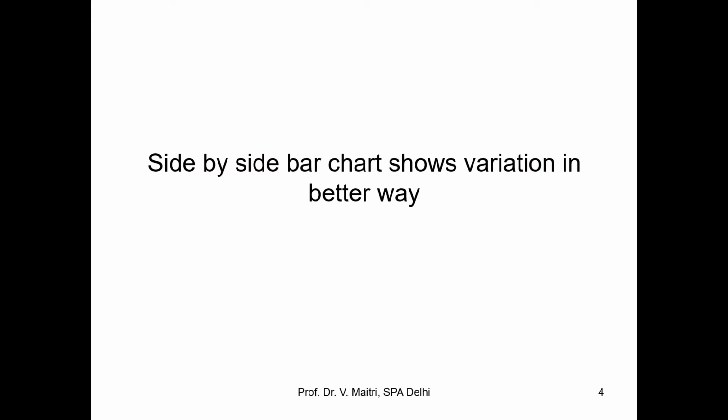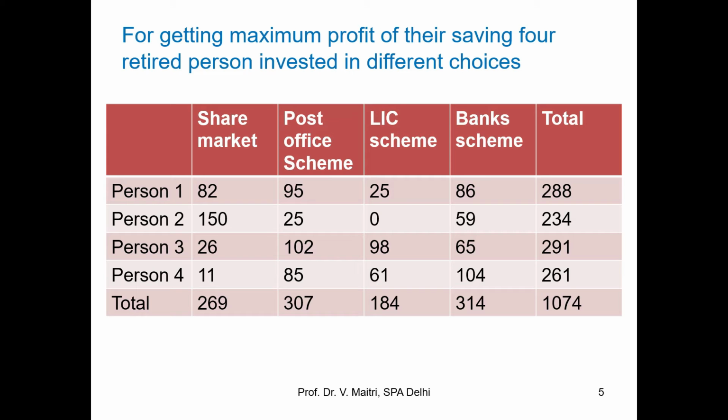So let's take one case study of a side by side bar chart. That will show how it shows the variation in a much better way. We have the data. Say four people retire from their job and receive a certain sum of money, and one person receives 288,000 rupees. I am keeping that unit small so that you can think of it yourself.